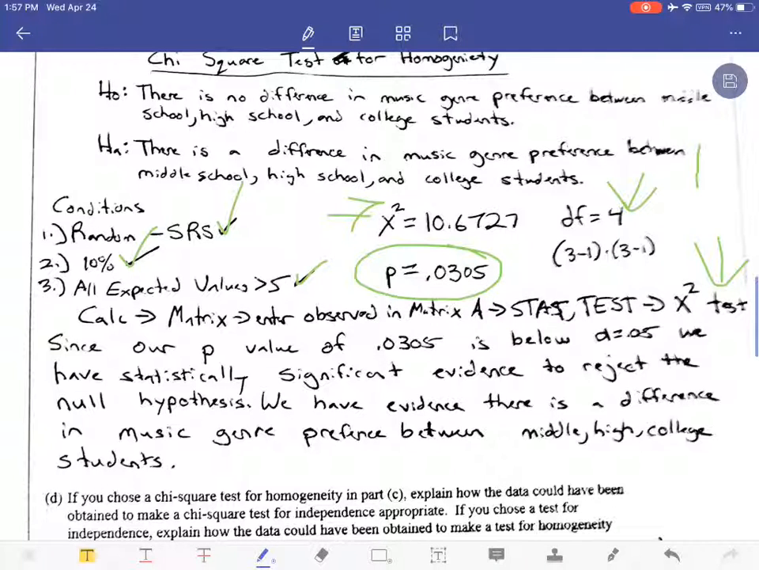Now, if you notice, my interpretation at the end is almost identical to what my alternative hypothesis is, right? It's almost exactly verbatim, because if you take the time to really make your hypotheses good, it's going to make your interpretation a lot easier as you're going through and doing it. My alternative hypothesis is where we're going to come up with our context. All right, so that's how we go ahead and do one of the tests.